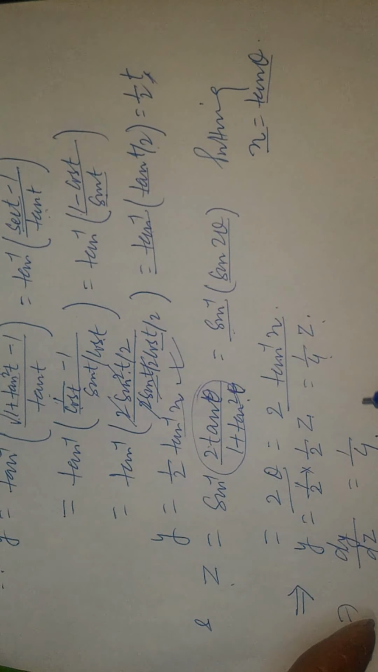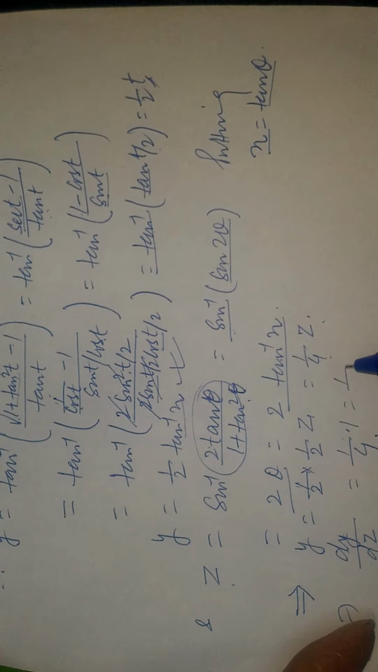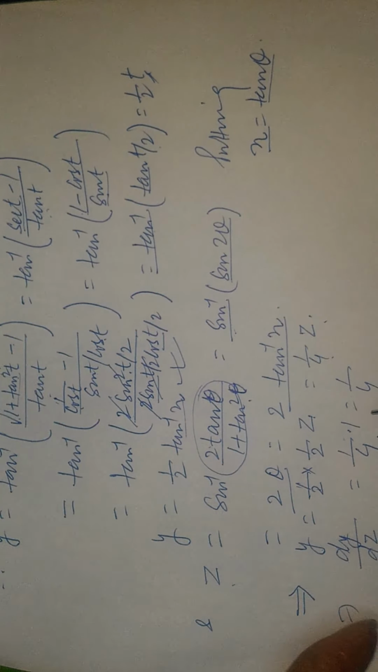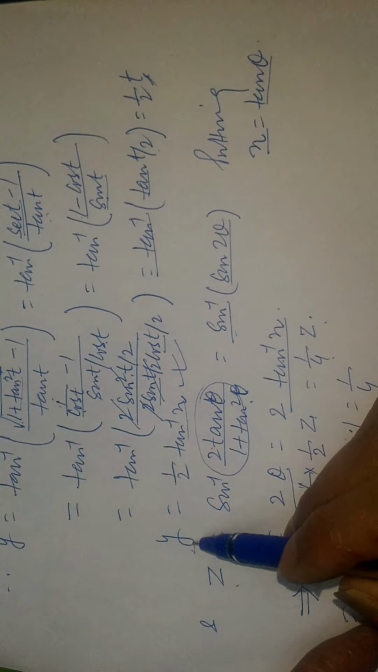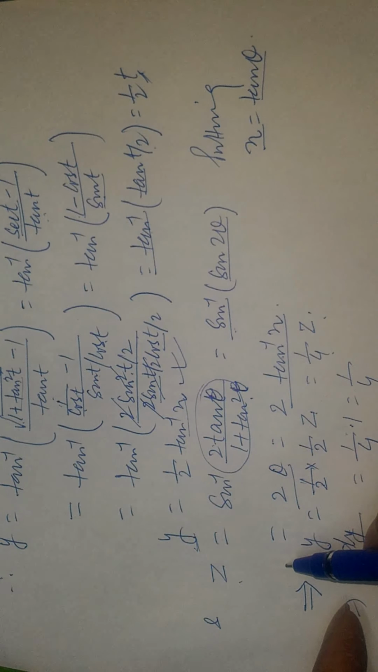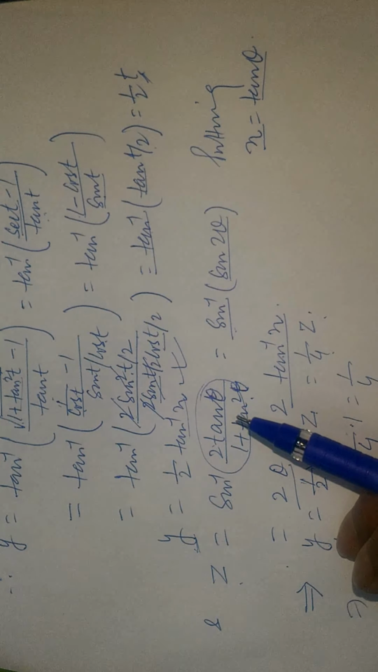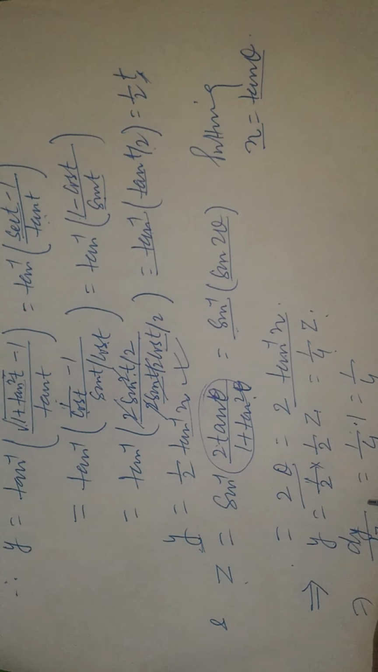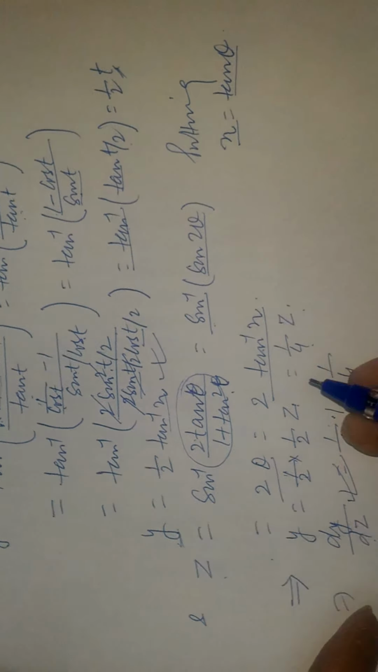So now you want to differentiate first with respect to second. So dy by dz. 1 by 4. For z you can write 1, so it is 1 by 4. Otherwise you could have done it here only. You could have found dy by dx, here also dz by dx, and then you would have divided dy by dx by dz by dx. It would have given you the same thing. Both ways you can try it out.